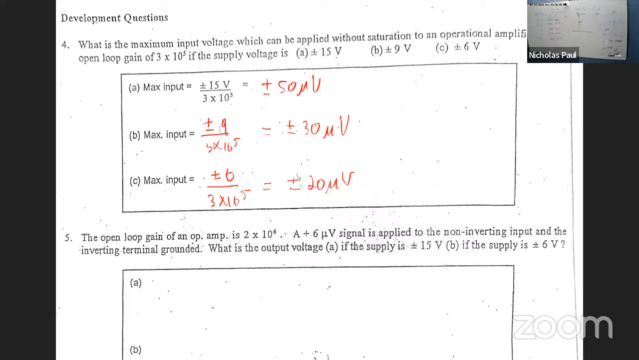Okay, I want to drop. Right, so you recognize that when the supply drops, the maximum and minimum input drop as well, right?